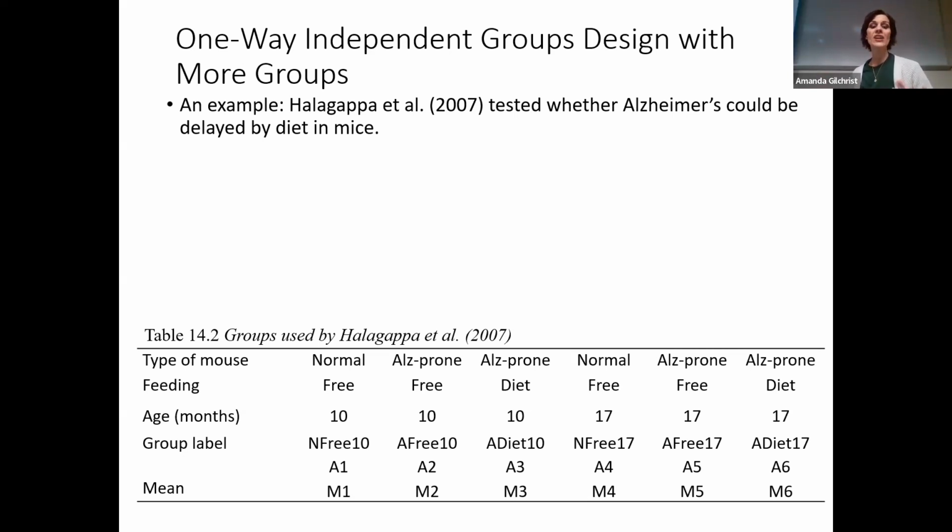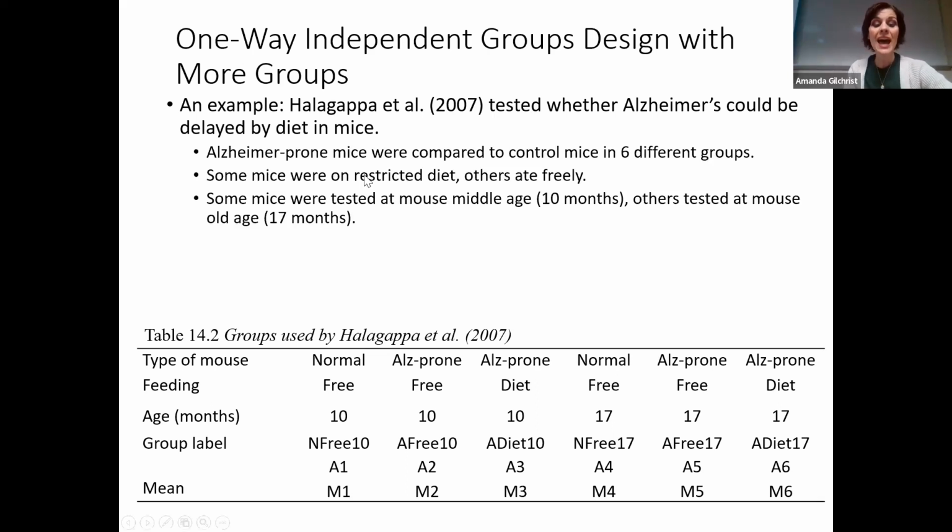So Halagapa and colleagues back in 2007 were wondering, could diet be a factor? Now let's be very clear. They did this with mice. And you know that mice are very different from people, but they did this with a few different mice. So they had mice that were genetically prone to Alzheimer's. Now, again, let's be very clear about something. There is no Alzheimer's disease in mice.